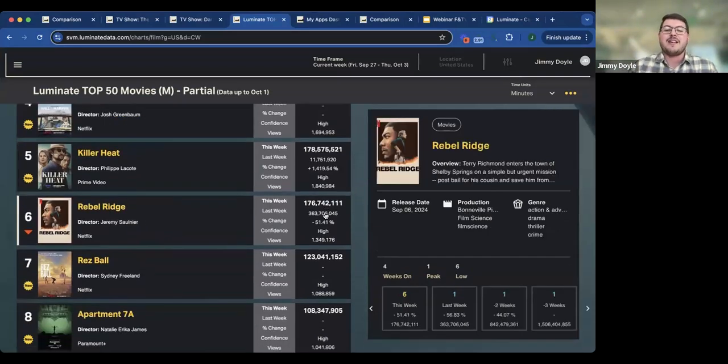We can also see, when we click on a title here, previous chart performance. Something like Rebel Ridge has done really, really fantastic business for Netflix. We'll see when it premiered on our chart, it was number 1. It's been on number 1 for the last 3 weeks. This is going to be the first week that it's probably not going to land at number 1 on our chart. And we can see where all that historical chart performance lands.